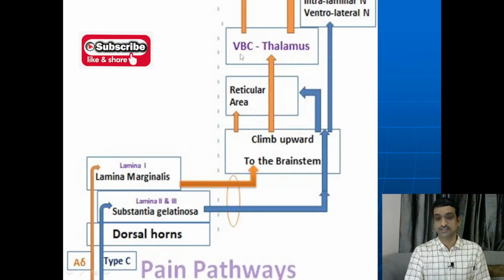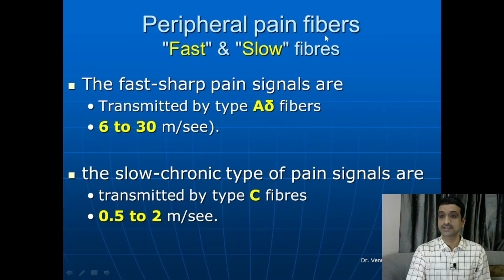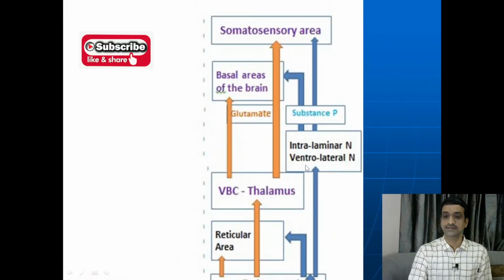Whereas you can see the slow pain pathway, after climbing upward towards the brainstem, the majority, as the bold arrow indicates, will terminate in the reticular area of the brainstem. Then a minority will go to two specific nuclei, you can see here: intralaminar nuclei and ventrolateral nuclei. These two are specific nuclei to receive the terminals of the slow pain pathway.